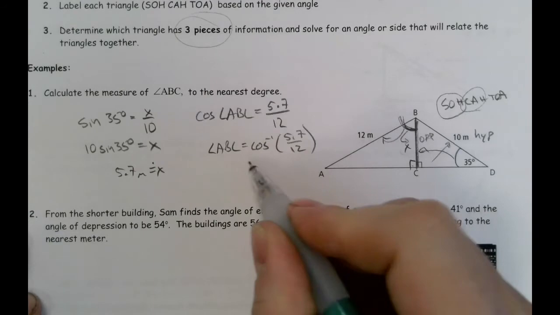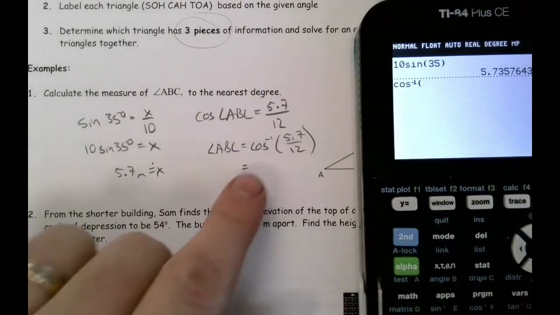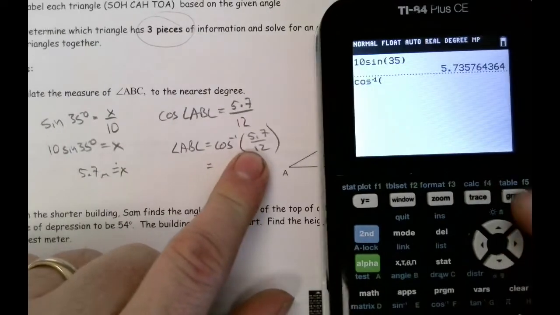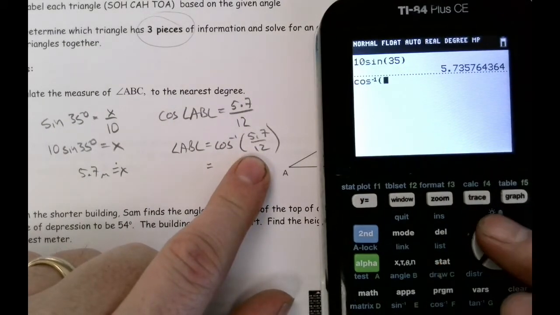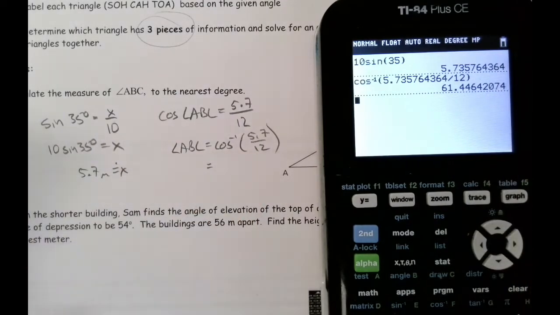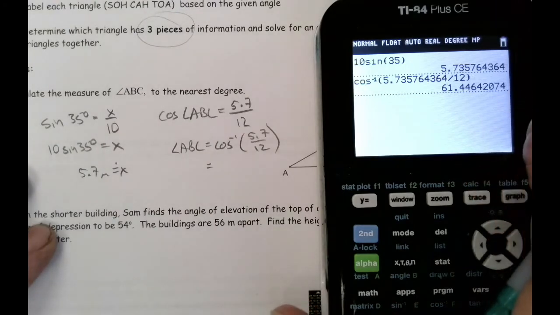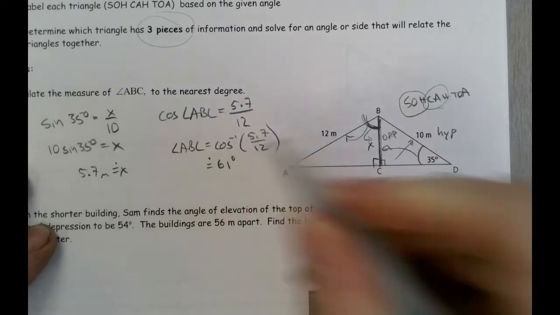So I go to my calculator, and it's going to be the inverse cosine of, now I want to use the value that I had calculated originally, so I'm going to go back up and grab that 5.7 and so on, divided by 12. When I press enter, I get 61.446 and so on. So rounded to the nearest degree, that's going to be 61. So it's approximately 61 degrees.